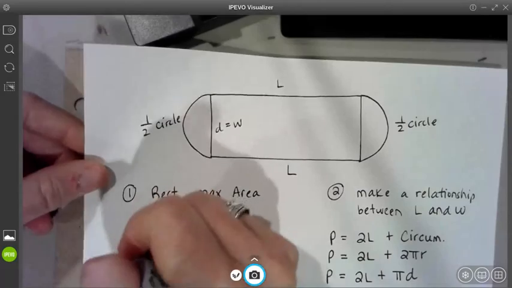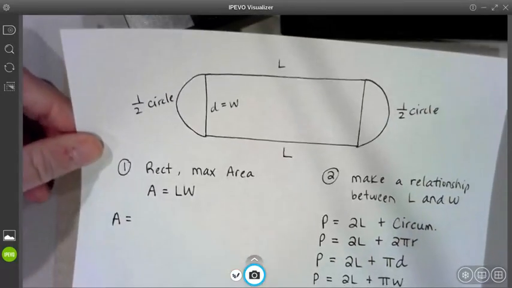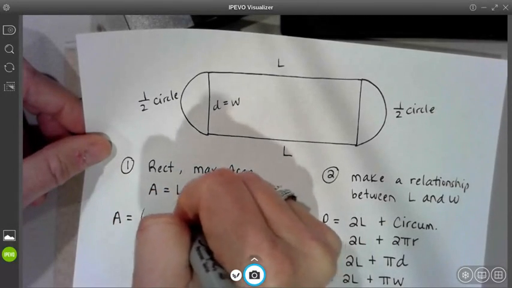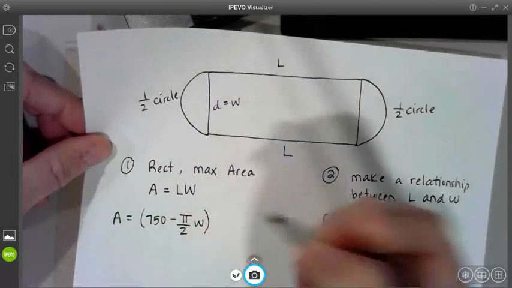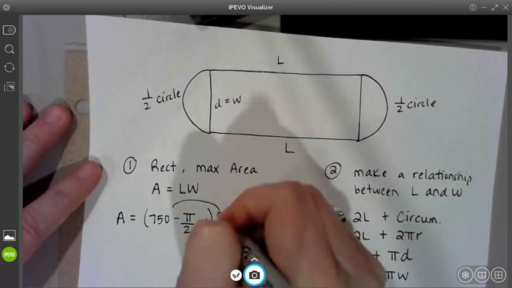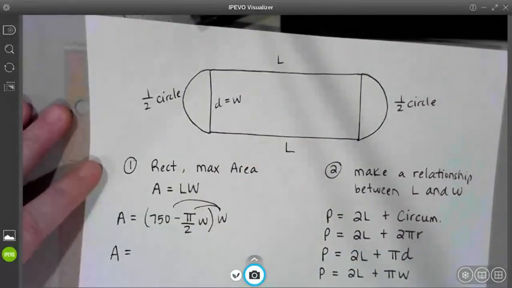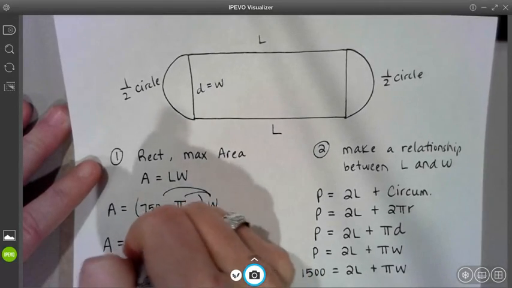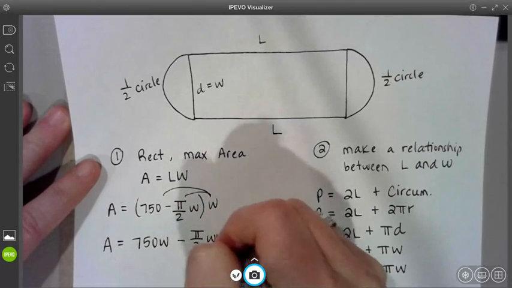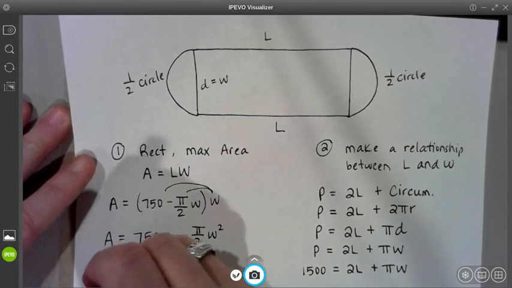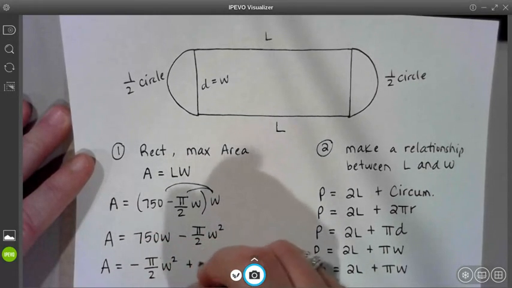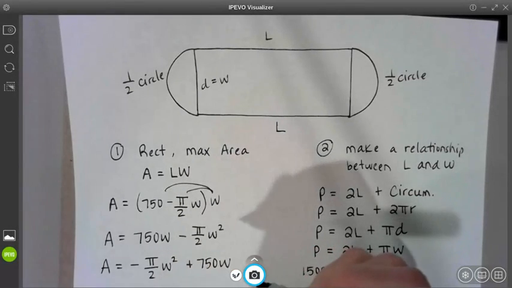Okay, so area equals, not length anymore, 750 minus pi over 2 times W, and then times W again. Times that W. All right, let's distribute. And we're going to get the area of the rectangle is equal to 750 W minus pi over 2 W squared. Again, I have a little OCD, so I like to rewrite that as negative pi over 2 W squared plus 750 W.